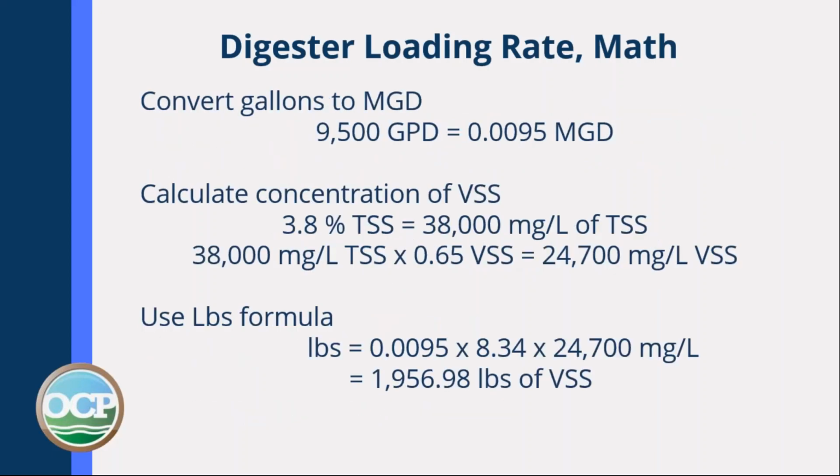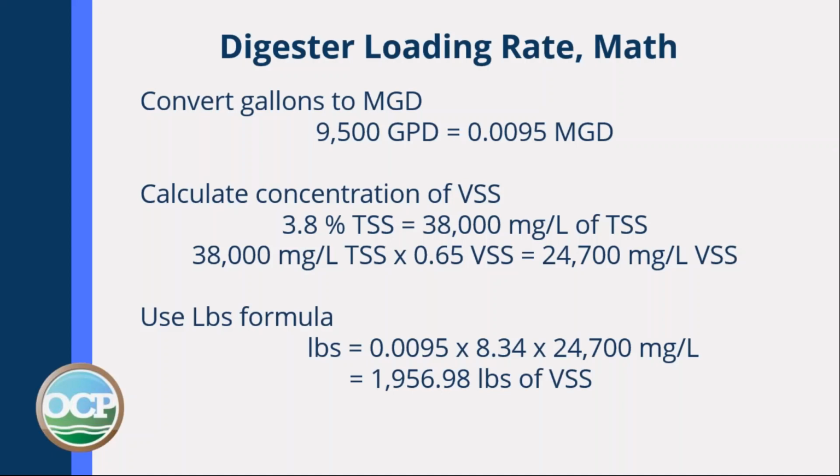Convert gallons to million gallons. Your flow is 9,500 gallons per day. Divide that by a million. That means your flow in million gallons is 0.0095 million gallons per day.